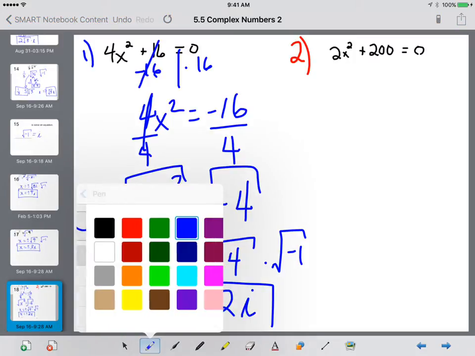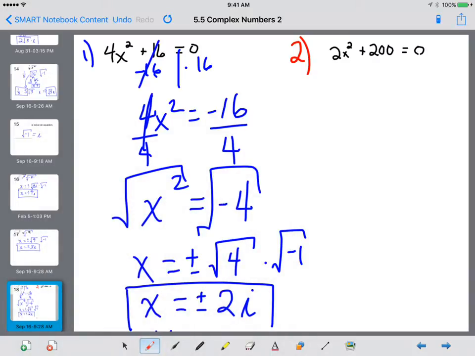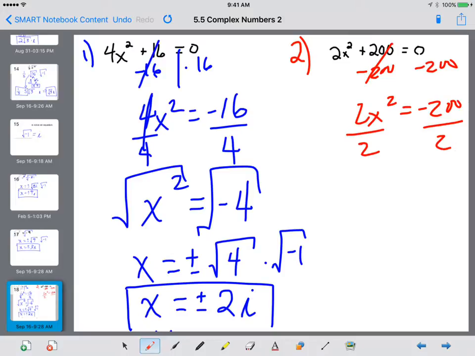Alright, I'm going to show you the second example. Okay, see if you can follow along. 2x squared plus 200 equals 0. We're going to subtract 200 on both sides. We're left with 2x squared equals negative 200. Divide by 2. Divide by 2. x squared equals negative 100.